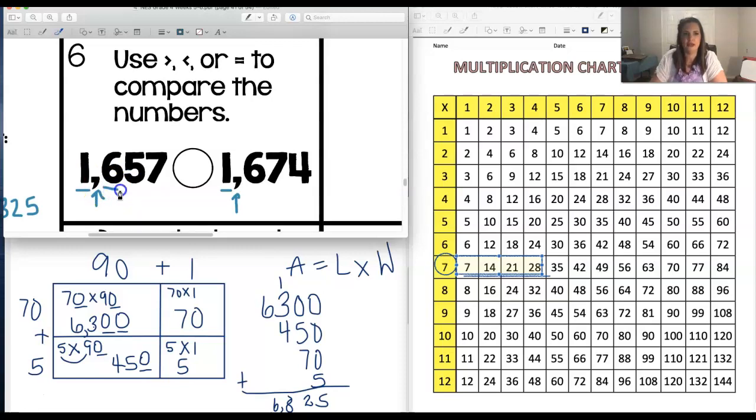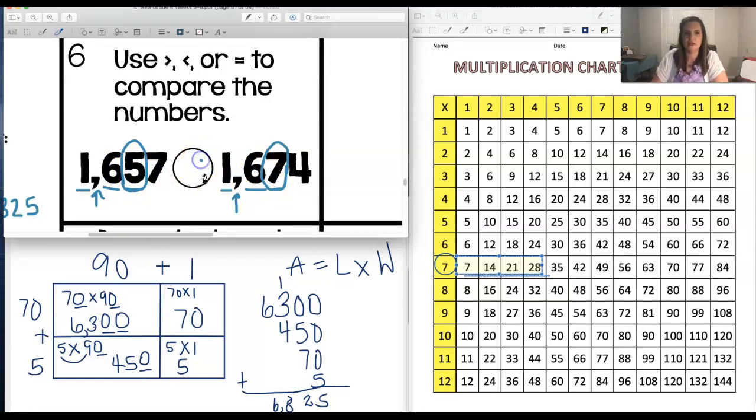Then I'm going to go to my hundreds place, and both numbers have the digit 6 in the hundreds place. That doesn't help me either. I'm going to go to my tens place, and now I can see that I have different digits. So I'm going to go ahead and circle. This is the number that I'm comparing, the 7 in this number and the 5 in this number. Which is greater, 5 or 7?